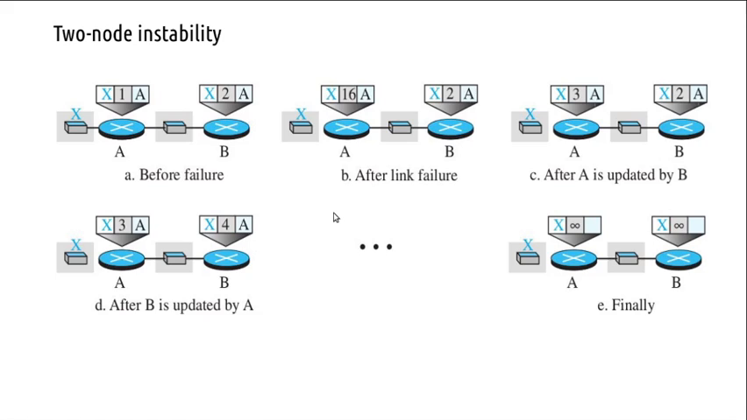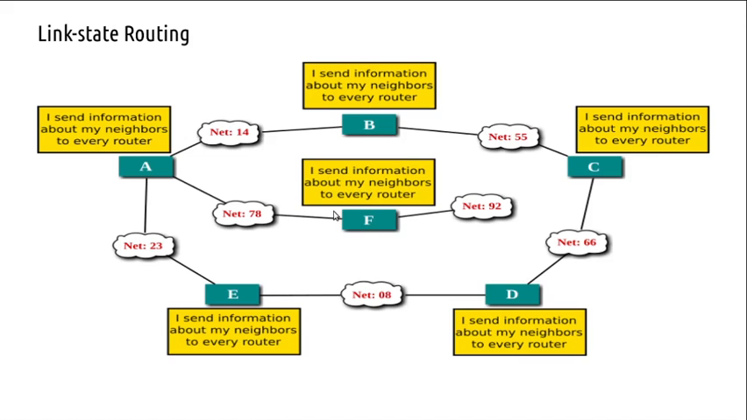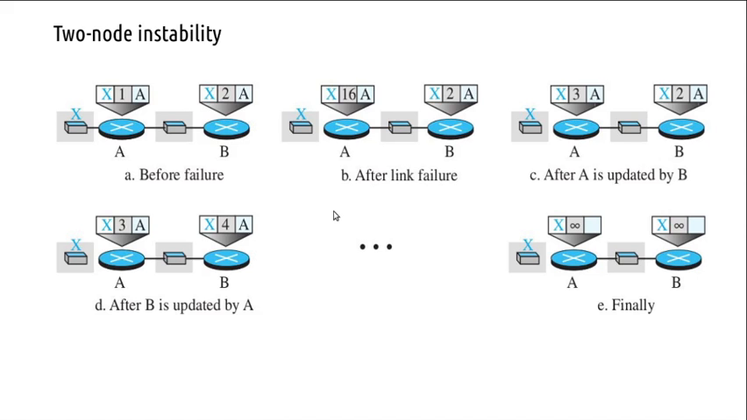So there are two strategies adopted to prevent such a situation. One is what we call split horizon. Another one is reverse poisoning.